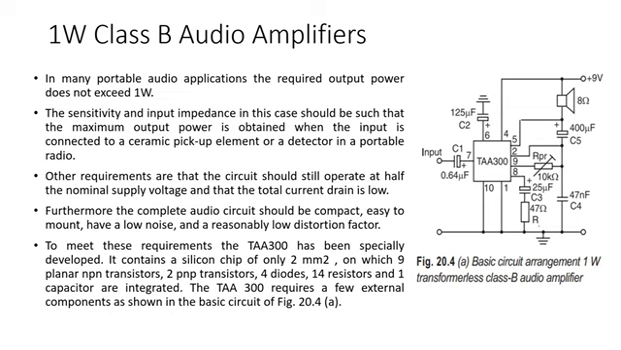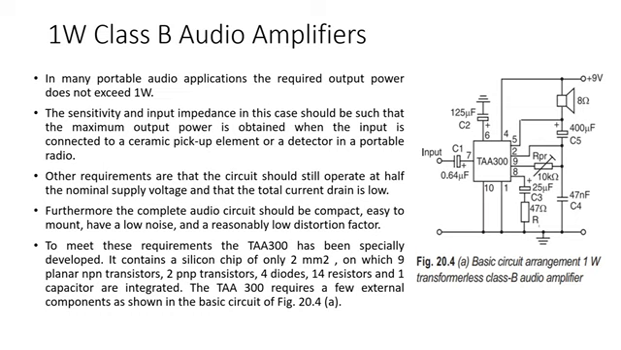The sensitivity and the input impedance in this case should be such that the maximum output power can be obtained with the input from any ceramic pickup element or any detector in a portable radio. The other requirements are that the circuit should still operate at half the nominal supply voltage, and the total current drain will be very low. The complete audio circuit should be compact and easy to mount, and must have low noise and a reasonably low distortion factor. So with this IC, I'm connecting all these things so that it gives a proper load balance to the loudspeaker so that we are able to hear the audio signal.